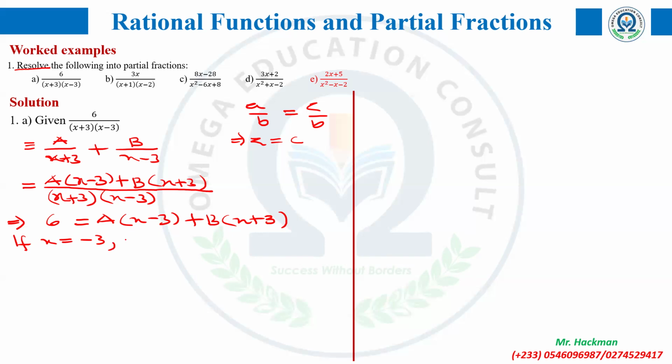This is what we have. I'm going to come down, but usually I'll tell students not to come down if we can go there, just to save time. So I'm going to substitute. So I will get 6 is equal to A into, we said x is -3, so it will be -3 minus 3. Then plus B into -3 plus 3.